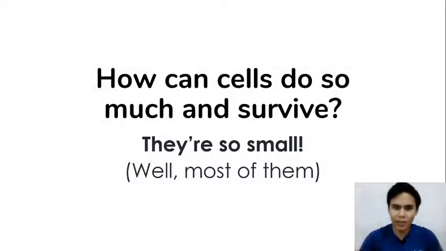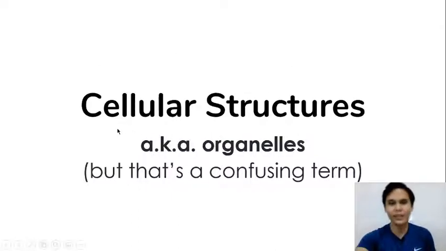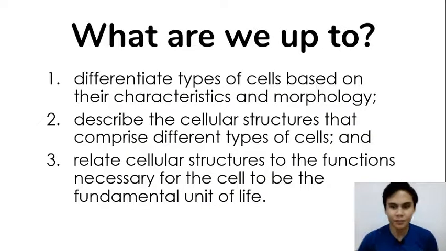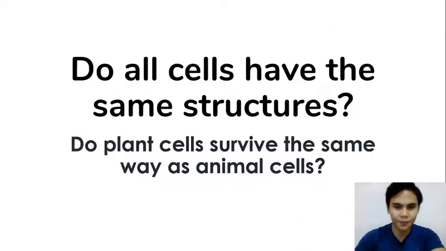So how can cells survive when they're so small? Again, this is due to the cellular structures, also known as the organelles. That's a bit of a confusing term, so we're going to clarify that later on. In this set of videos, we're going to differentiate the types of cells based on their characteristics and their morphology. We're going to describe the structures that make them up, and we're going to relate these structures to the actual functions of these structures and how they help different types of cells survive.